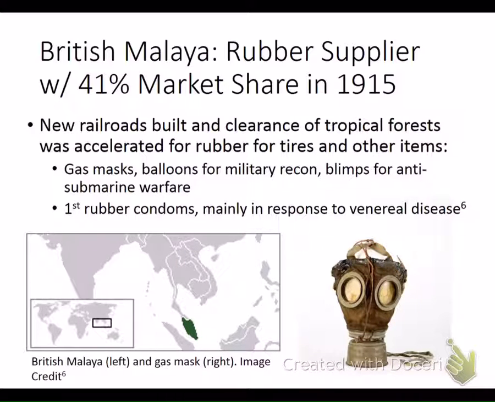Other items: balloons for military reconnaissance, blimps for anti-submarine warfare, and one that you won't be surprised by but might not have thought of, rubber condoms, which were mainly in response to venereal disease for soldiers. Obviously, condoms were a bit dicey as an item for sale, since it was thought immoral to be using such a thing, but it became apparent it was necessary for soldiers so that you don't have venereal diseases taking out people that could be fighting in battle.